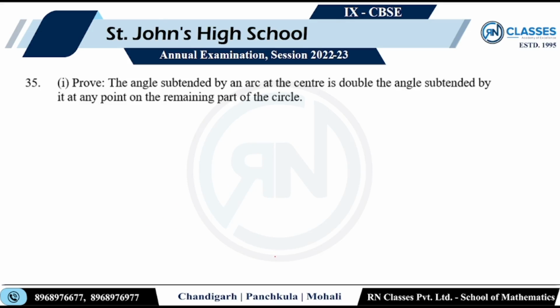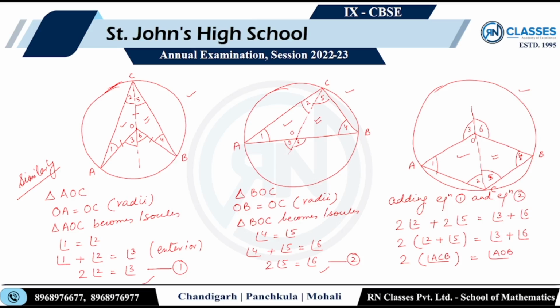Next, now we have reached question number 35. Prove that the angle subtended by the arc at the center is double the angle subtended by it at any other point on the remaining part of the circle. This is a theorem we have, and we directly do its proof. I have already taken the liberty to write it down correctly for you. Absolutely simple, write it just as it is given in school. This is your figure number 1.